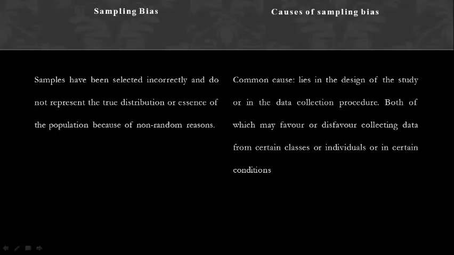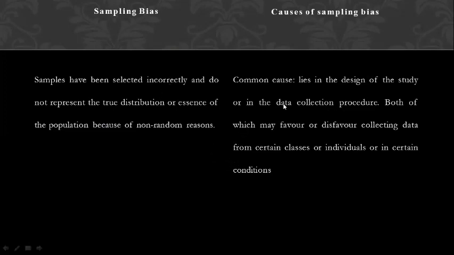Next we have sampling bias. Till now it was the various types of sampling, and now we see sampling bias. What do we mean by sampling bias? Sampling bias is when there is some error in sampling, when samples have not been selected properly, they have been selected incorrectly, and they do not represent the true distribution of the population. Then we call that sampling bias. And what is the reason?